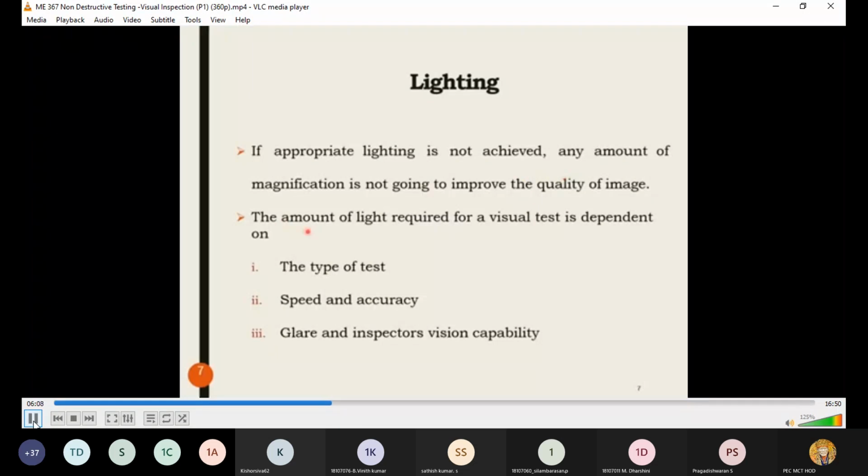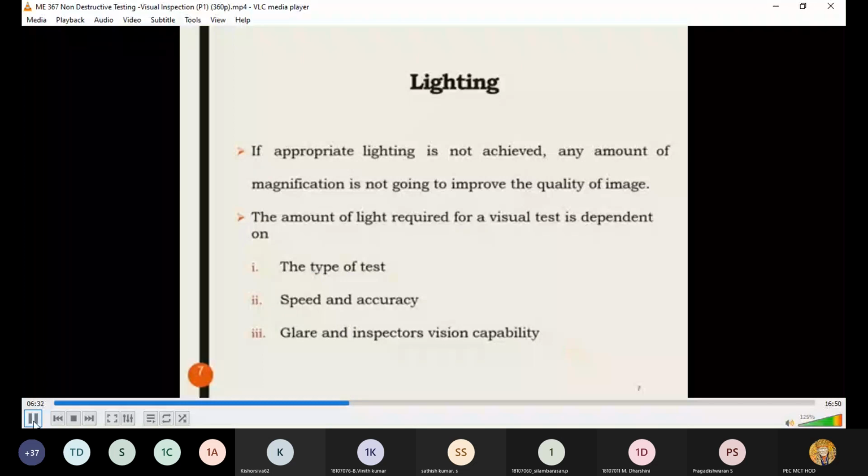Now, the second factor is the amount of light required for a visual test. It depends upon, first, the type of the test; second, the speed and accuracy to be achieved; and third, the glare. The amount of light depends on the type of test, the speed and accuracy, the glare, and the inspector's vision capability.